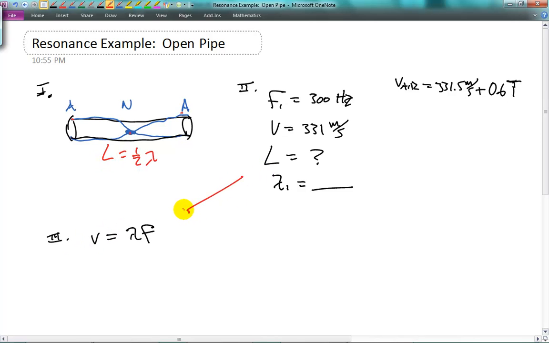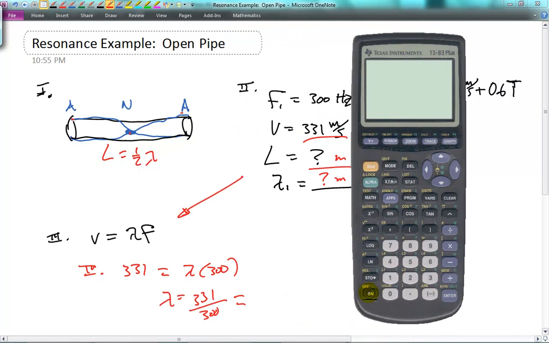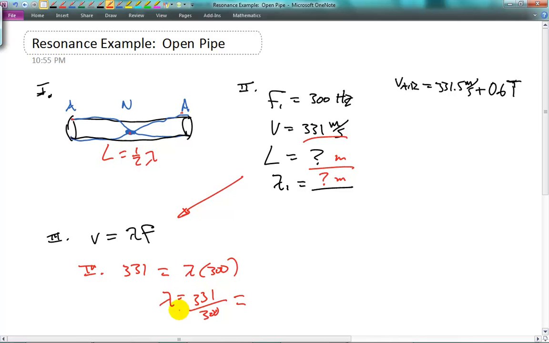Now we're ready to substitute our information into our wave speed equation. In step 4 here, velocity was given as 331 meters per second. Wavelength is our unknown, in meters, so then we can get the length of the pipe. And frequency was given as 300 hertz. Therefore, lambda is simply equal to 331 over 300. We'll just get out our calculators and plug that in really quick. I'm getting a wavelength, lambda 1, of 1.103. Good enough.